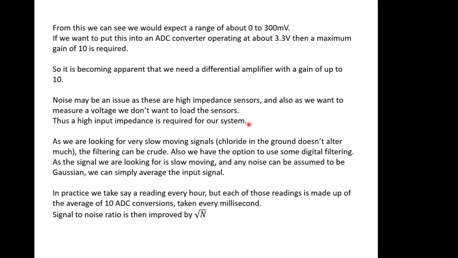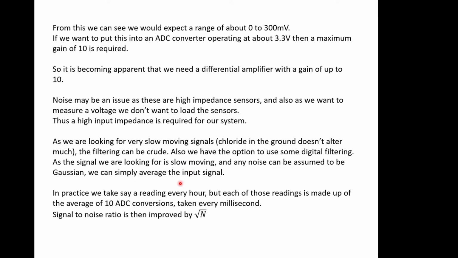And the other thing is we have to think about the signal we're trying to measure. So we're looking for a very slow moving signal, because the concentration of chloride in the ground in this case, we're not expecting it to change very much over time. It's not going to change by the second. It might change by the day, possibly by the week. It might change if it rains, that kind of thing. So we're not looking for a very fast moving signal, so our filtering doesn't need to be too onerous.